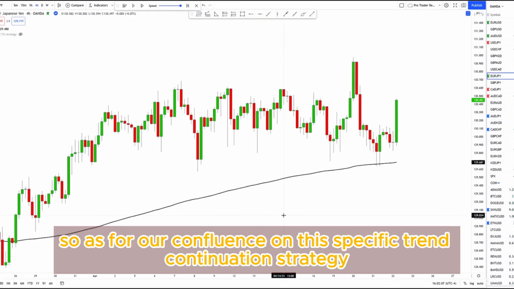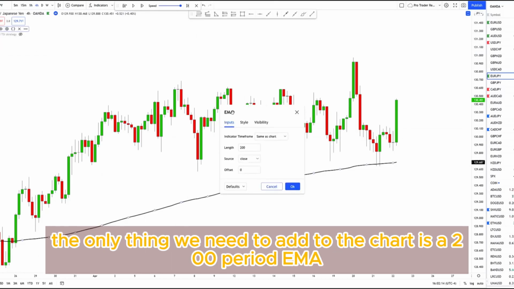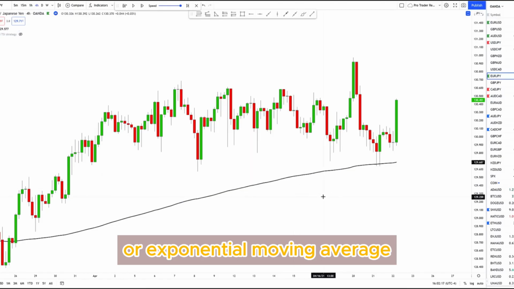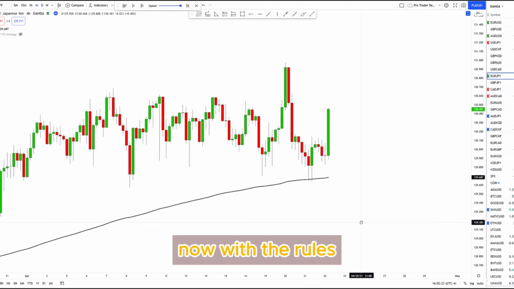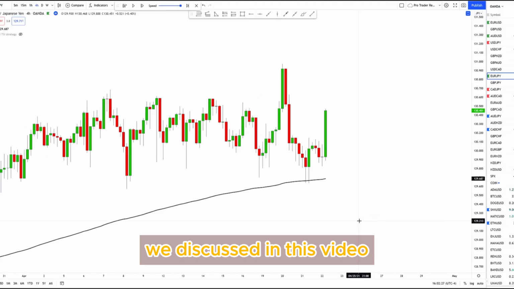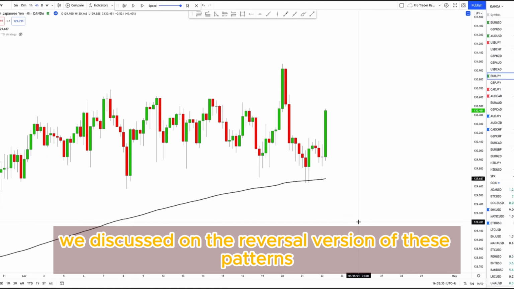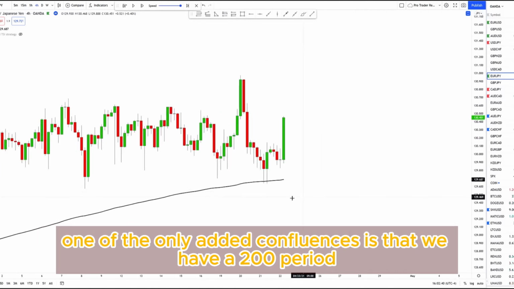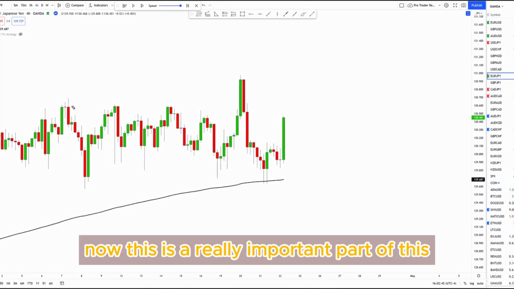Okay, so as for our confluence on this specific trend continuation strategy, the only thing we need to add to the chart is a 200 period EMA or exponential moving average. That's all this black line is, and that is going to be our trend filter. Now, with the rules you already know about all of the price patterns and chart patterns we've discussed in this video, we're also going to be using the same exact entry we discussed on the reversal version of these patterns. So again, one of the only added confluences is that we have a 200 period moving average on the chart now. This is a really important part of this.